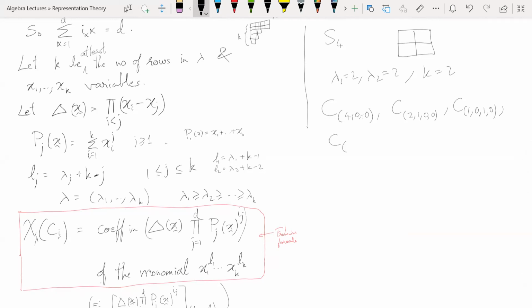So C, a 4-cycle means the rest has to be 0. And finally, there is one more, which is actually this guy. So 2 2-cycles, yeah. So C 0 2 0 0. So I think I've exhausted all the conjugacy classes. There are 5 conjugacy classes. Okay, so let's try to compute this for these guys.